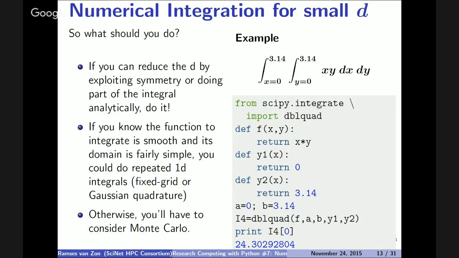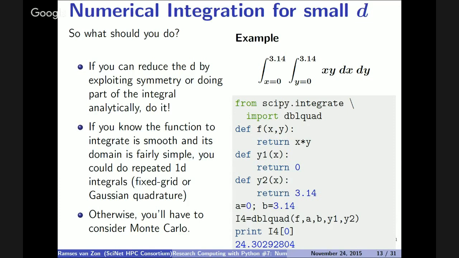Now, we can still try doing this sort of iterative approach if the number of dimensions is small. So maybe we have the luxury of computing 1 million points. It's actually not all that bad. And so for that, SciPy comes to the rescue once more with a routine called dblquad, which does pretty much exactly what you'd expect.